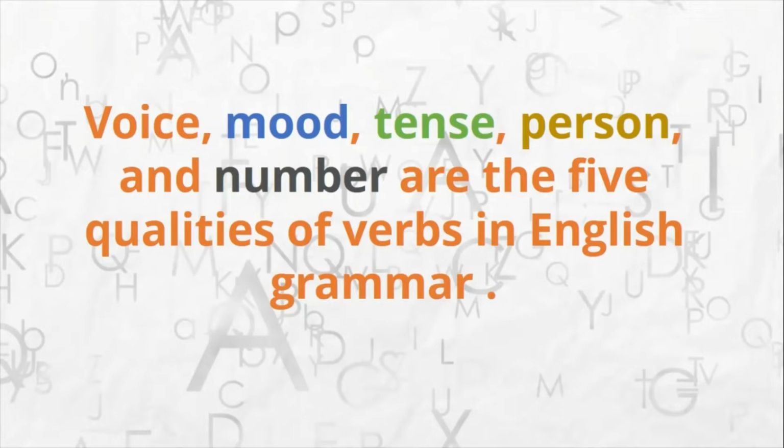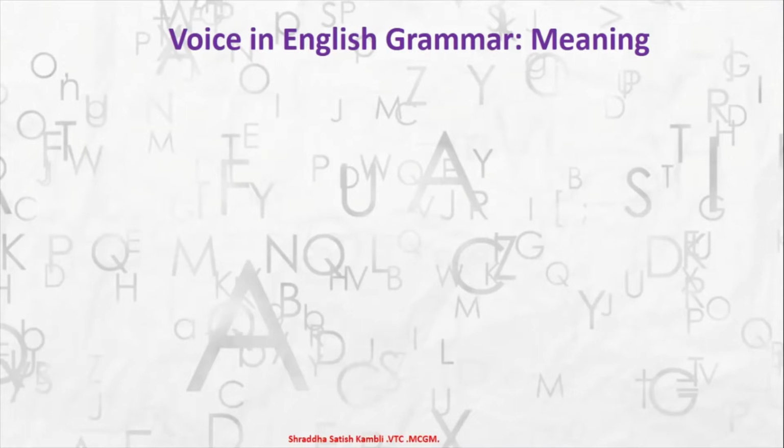So all these are very, very closely related to verbs. So we are talking about the 5 important qualities of verb, and we are going to pick up one quality today in particular, and that is voice. We will discuss what the meaning of voice in English grammar is. Okay, so now I need not tell you that voice is directly related to verbs. It is a concept which is very, very closely related to verbs. Okay, so come on, let's try and see what the meaning of voice in English grammar is.